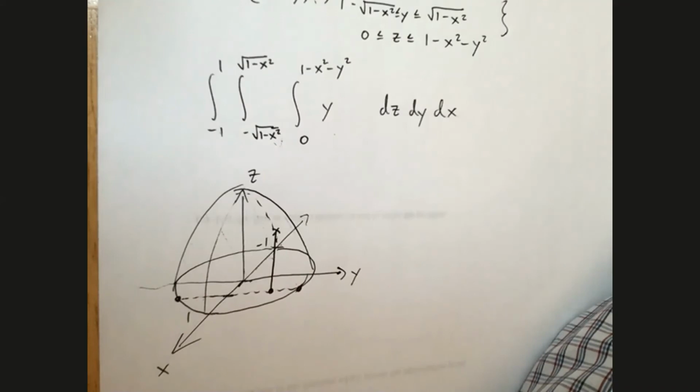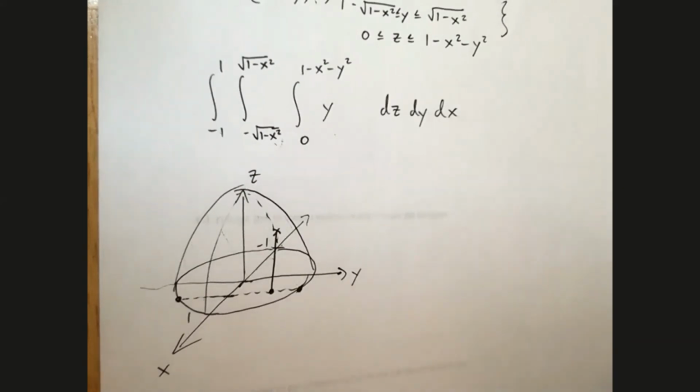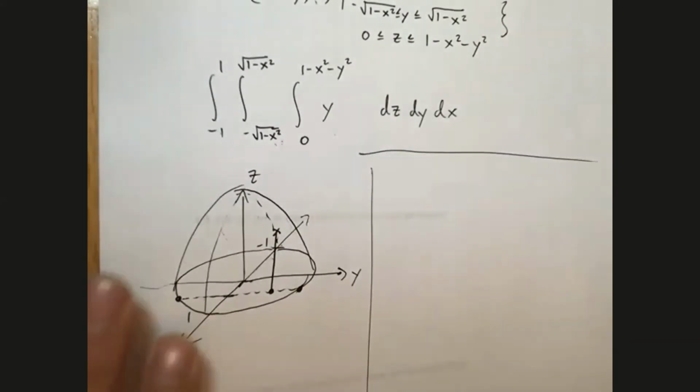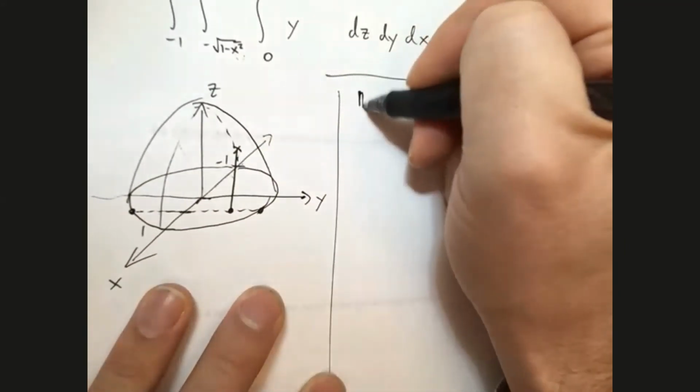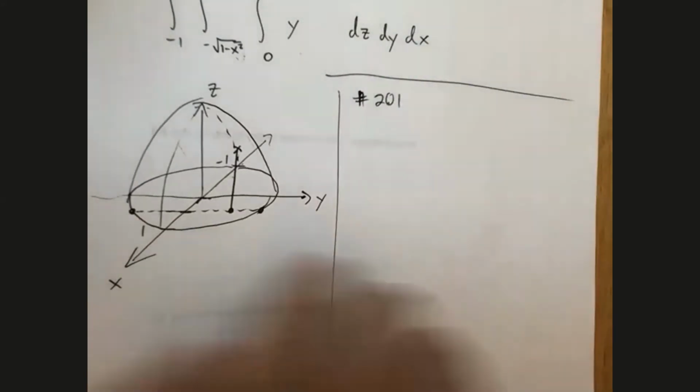Let me just see if there's another type of problem here. We'll do one more. I'm going to find one that's a little more interesting. Okay, this one looks good. So we'll do number 201. I think I can squeeze it in here. I've got to conserve paper these days. 201, in the book.